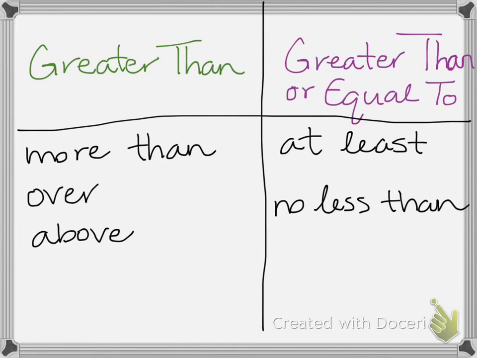So then we've got greater than and greater than or equal to. Greater than is going to go the other way. And greater than or equal to is going to be a greater than sign with a bar underneath it. All right, so key words for greater than are more than, over, and above. And key words for greater than or equal to are at least and no less than. These are going to be really helpful, so I'm going to suggest that you look back at these when you're doing your homework.